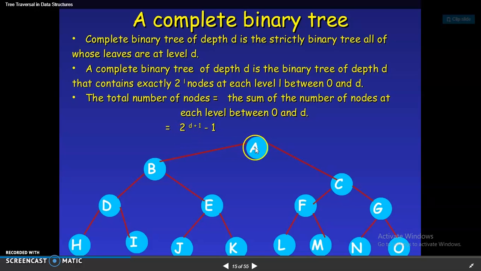Okay, so check in this figure. In the example, A has B and C. B is the left subtree, C is the right. And B has D and E, C has F and G, and all this.